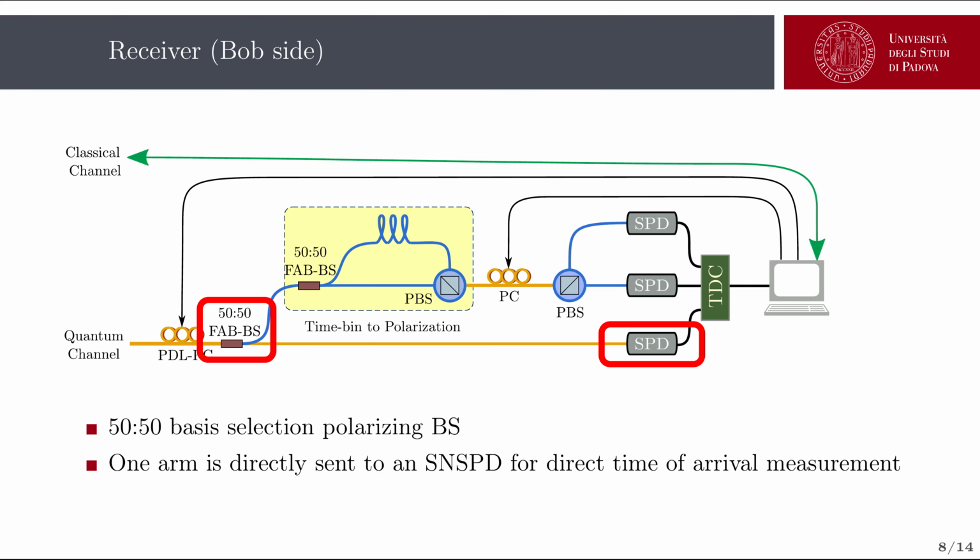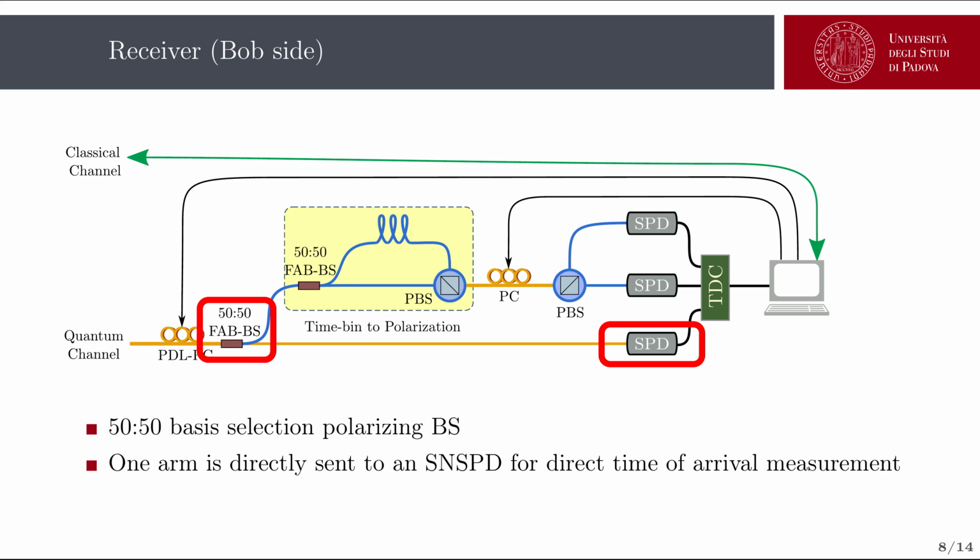On the receiver side, the measurement basis choice is done passively by a 50-50 beam splitter. This beam splitter is also a polarizing beam splitter because, as I mentioned before, the light at the input of the conversion stage from time bin to polarization needs to have a fixed polarization state.